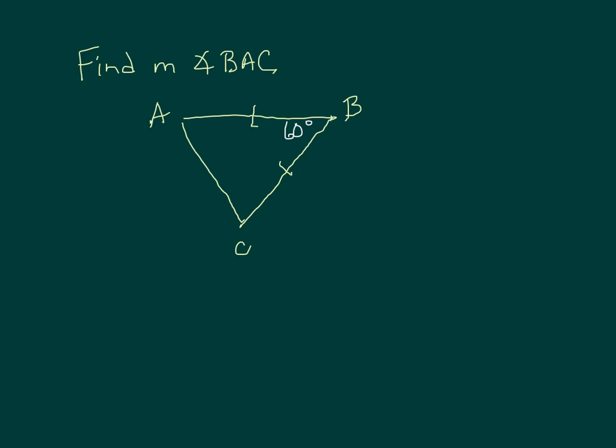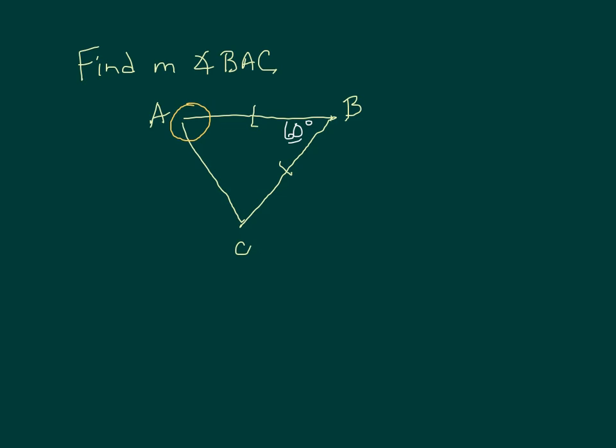Let's say we're given an isosceles triangle where BA and BC are congruent legs. And we're also given another fact that the angle ABC is 60 degrees. We want to find the measure of angle BAC. So if I circle it, we are after this angle right here. Well, let's see what we know.